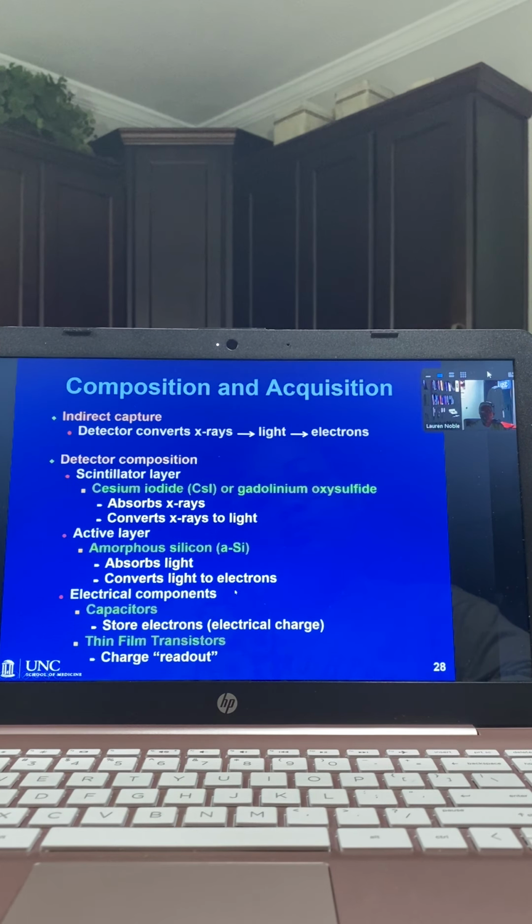And then the same thing happens with the indirect as happened with the direct. Once we have those electrons, they will migrate to the capacitors, and those electrons will remain in the capacitors for each DEL until it's time for those electrons to leave the detector. Okay? So you have to remember, indirect has a scintillator because those X-rays need to be converted to light. And then the amorphous silicon takes the light and will convert it to electrons.